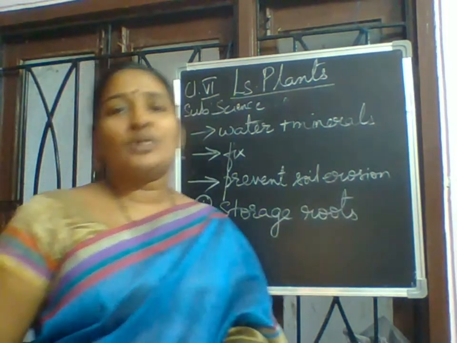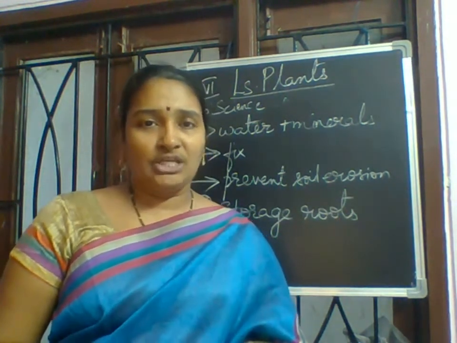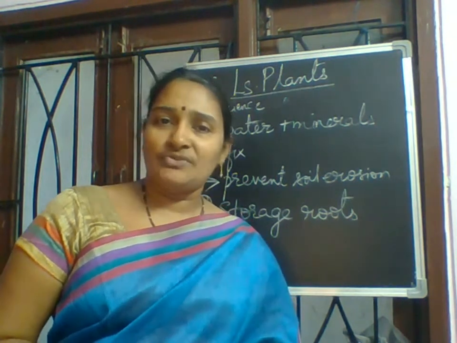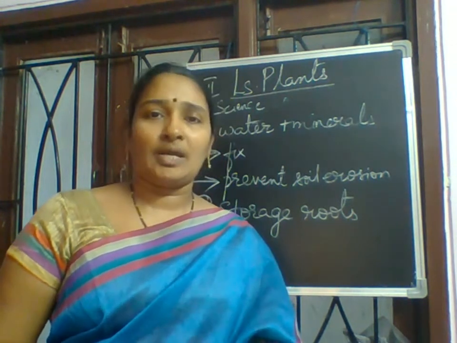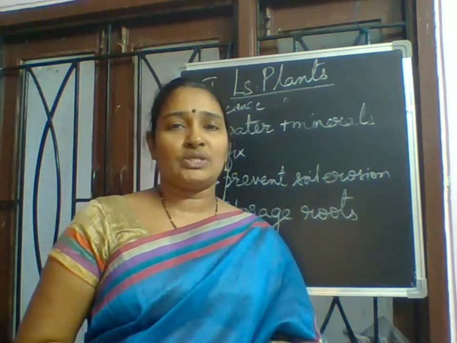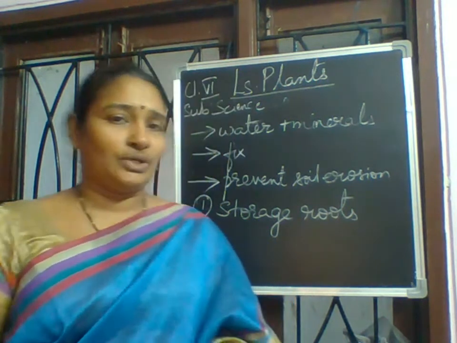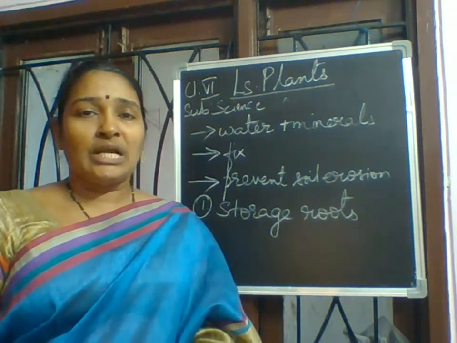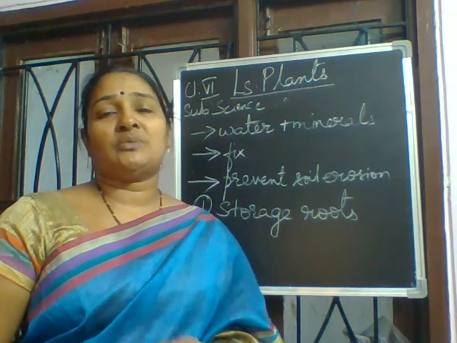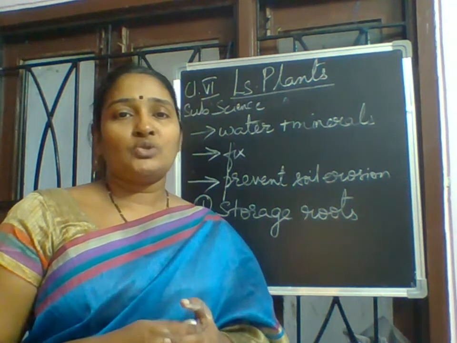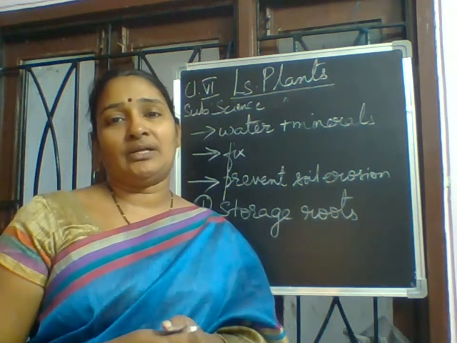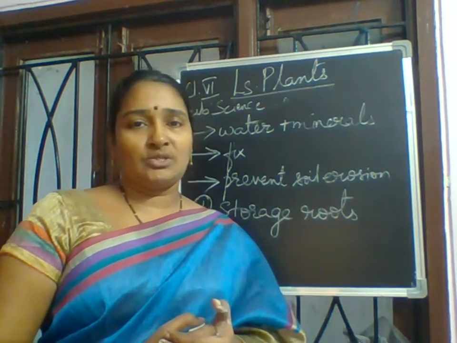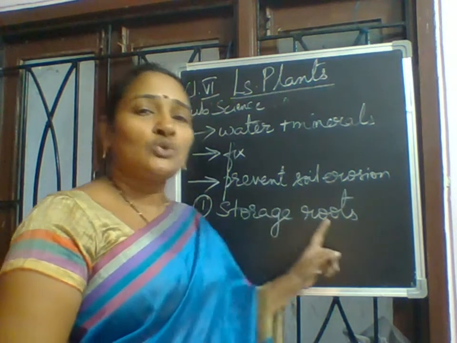Actually, in a plant, who is preparing the food? Leaf. Leaf is preparing the food with the help of photosynthesis, with the help of sunlight, chlorophyll, water, and carbon dioxide. By the process of photosynthesis, it is able to prepare its own food. When the food is prepared, that stored food is called starch. In some plants, the starch will be extra, so it gets stored in some part of the plant. In some plants, roots will store that extra starch. Such kinds of roots are called storage roots.